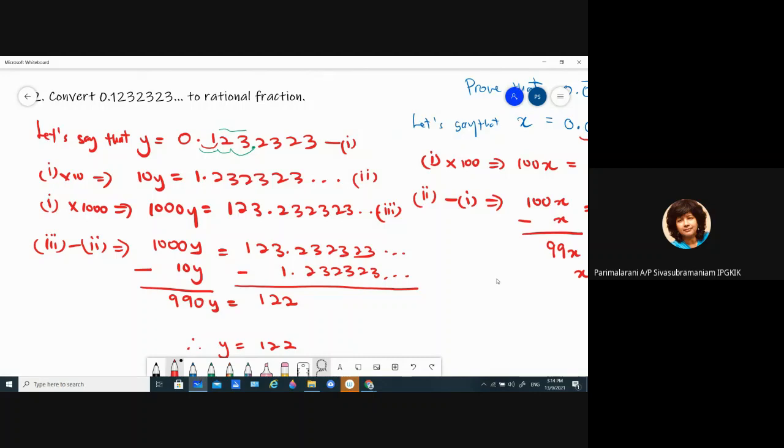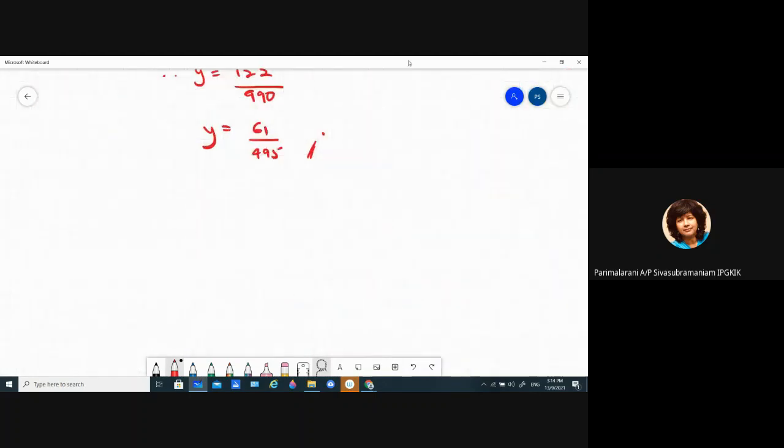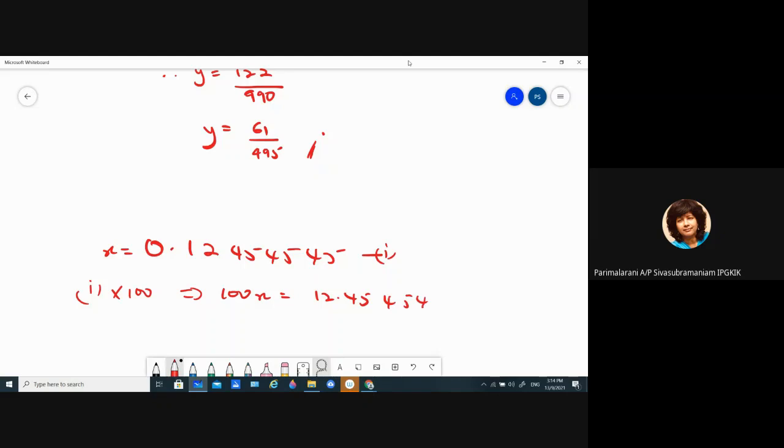Okay, if you have a number like this, say 0.12454545. First equation is times what? If this is the first equation, we need to times by 100, and you will get, what you will get on this side, 100x is equals to 12.454545 and so on. Second equation is equation 1 times by, where do you want to move the decimal?